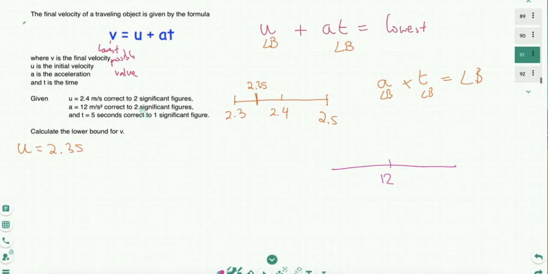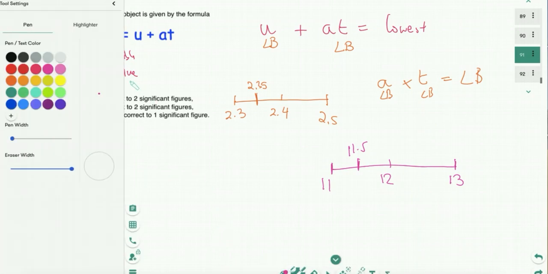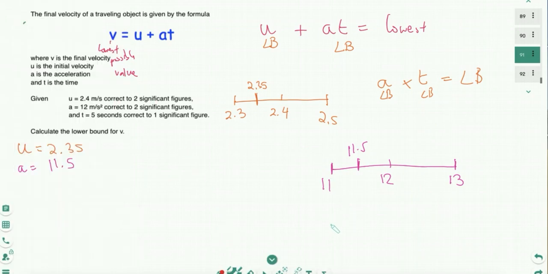12 to two significant figures, so 1, 2. The second significant figure is a unit. So we're going to add 1 unit, or just a 1, giving 11 and 13. And we're going to find the lower bound, which is going to be 11.5. So our value for a will be 11.5. And then we're going to find the lower bound for t. Well, t is 5 to one significant figure. 5 is a unit, so we're going to add a 1 to both sides. And we're going to find the lower bound, which is going to be 4.5. So t is 4.5. These are the numbers we're going to use to find v.